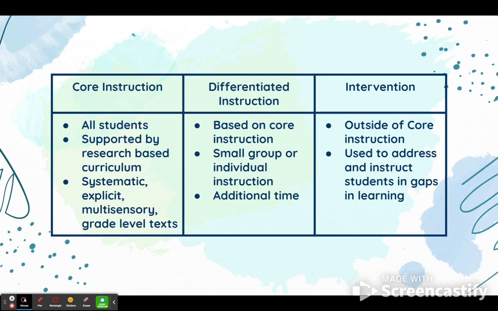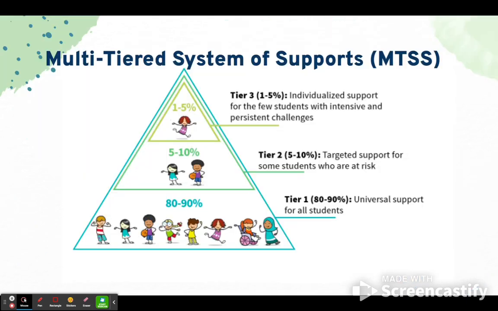In addition to the core instruction, students may be receiving differentiated instruction in either small groups or one-to-one time. This is additional time, but it is not in place of core instruction. If core instruction is successful and follows these components, intervention can be prevented for many students. Intervention is used to address and instruct students in gaps in learning, not gaps in core instruction.